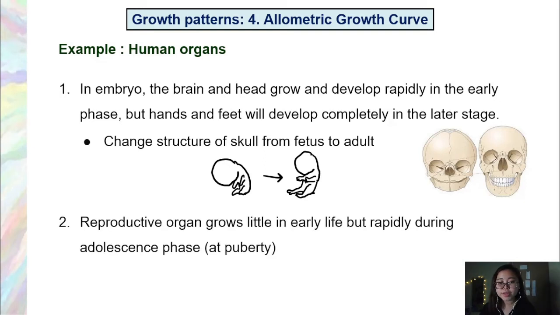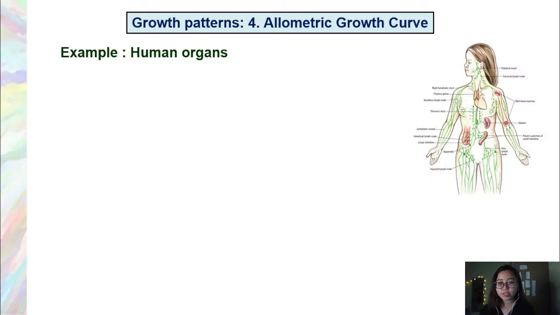All right, second point, reproductive organs grow little in early life but rapidly during adolescence phase, which is at puberty. This is something we already covered during chapter 9 when we talk about the reproductive systems of males and females. When you are in the embryo, your reproductive organs grow very fast. When you're in your childhood, in your infant years, nothing really happens to your reproductive organs. But when you reach your adolescence, they are going to grow really, really fast compared to the rest of your body.